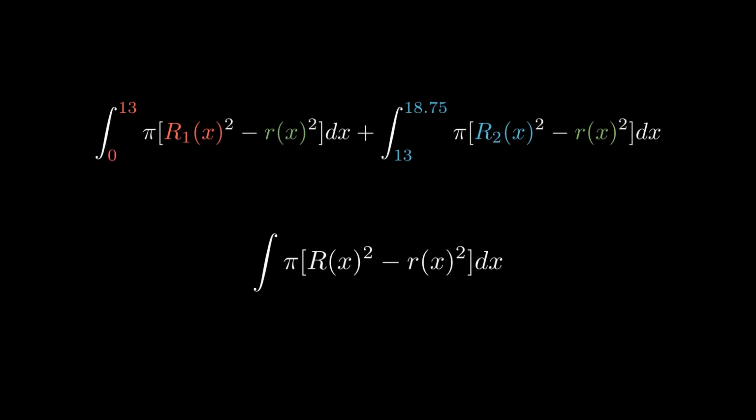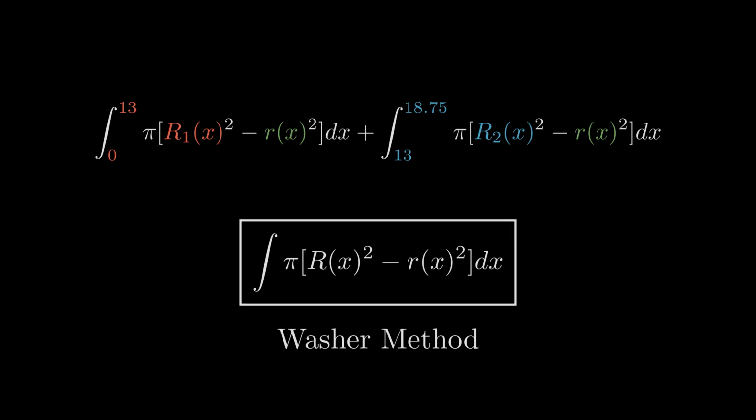The integral of pi times big R of x squared minus small r of x squared dx, where big R of x is the outer radius and small r of x is the inner radius. This is the washer method.